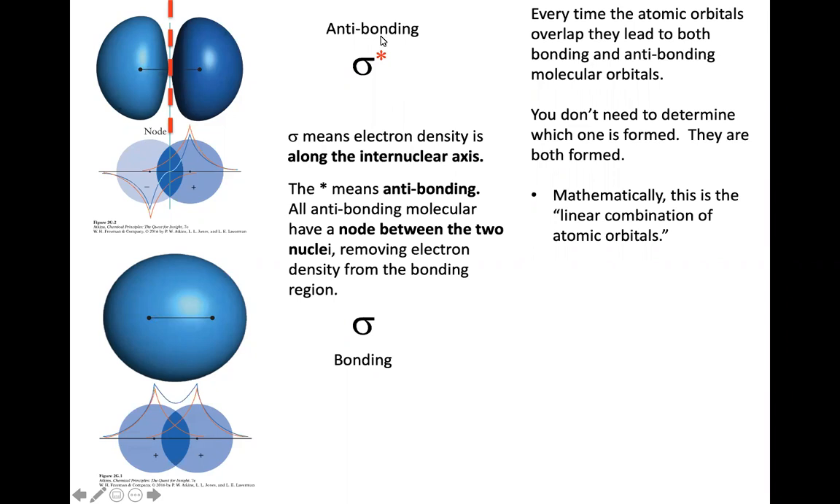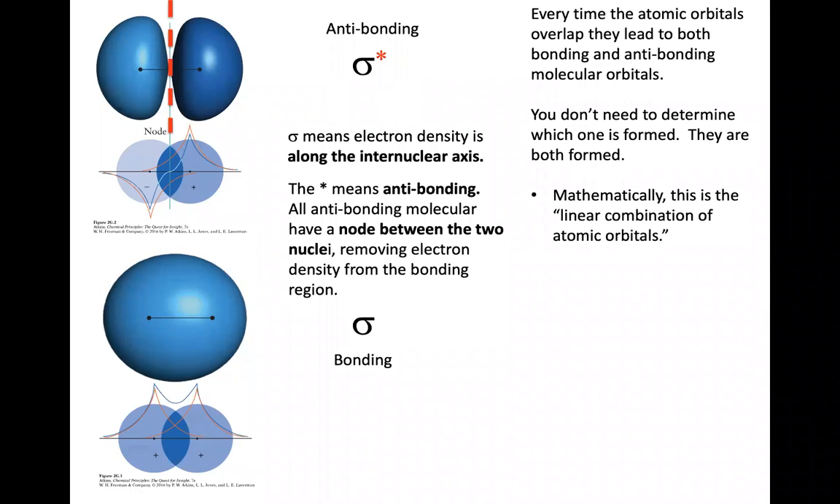The anti-bonding, this designation here with the asterisk, means it's anti-bonding. An anti-bonding molecular orbital, all of those are going to have a node between the two nuclei, a vertical node, a node of some kind that bisects those two atoms. It bisects where the electron density would be if you were going to have a bond.